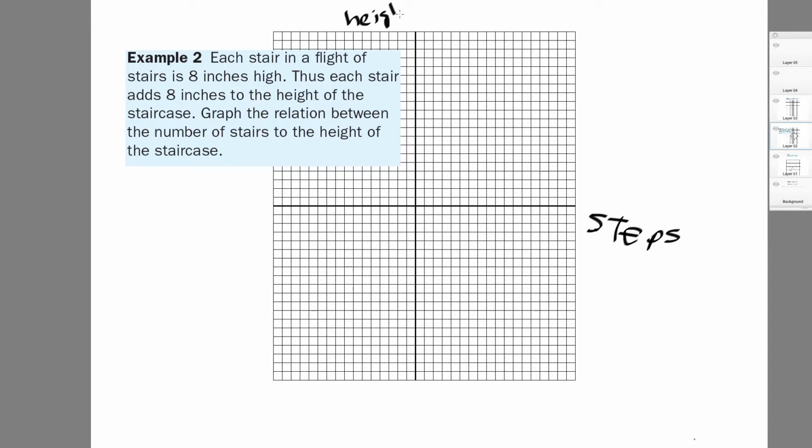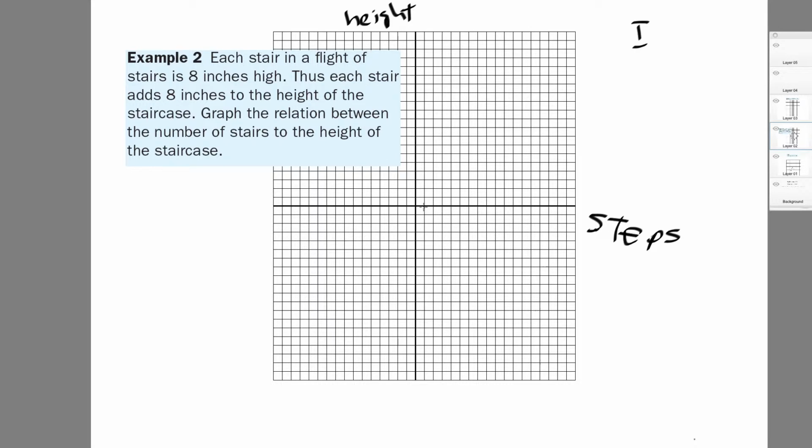And this is clearly a quadrant 1 problem. Remember, this is quadrant 1, and this is 2 and 3 and 4. But quadrant 1, because if I have no steps, I have no height. So I can never go to where x is 0. Now I suppose I could have steps that go downward, but in this case it adds 8 inches to the height, so I'm going upward.